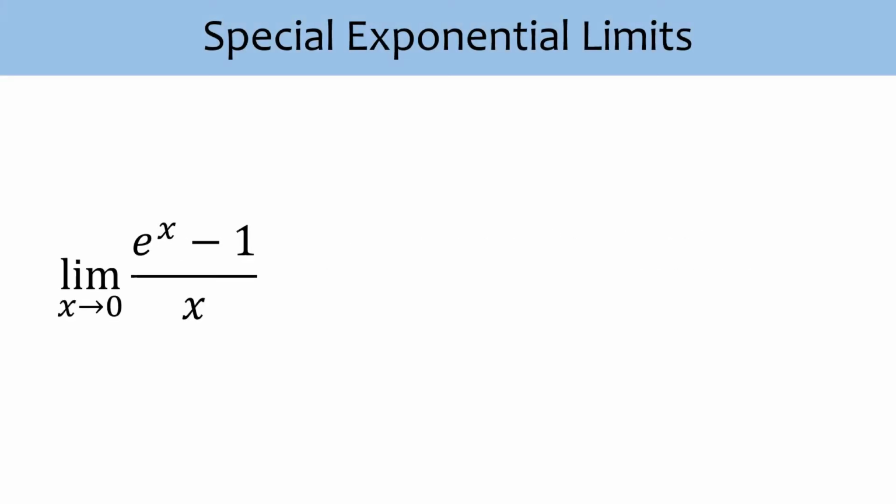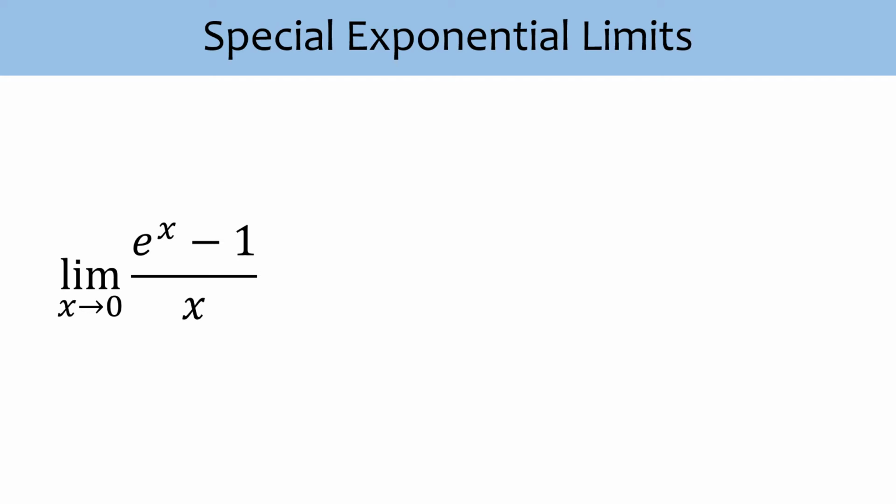In this video, we are going to talk about special exponential limits. Let's start with the form of the special limit that we are going to talk about. This is in the form of e to the x minus 1 all over x as x approaches 0.